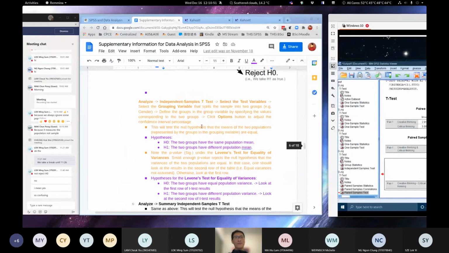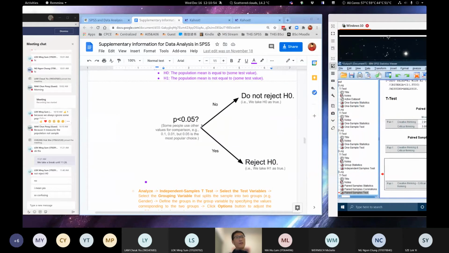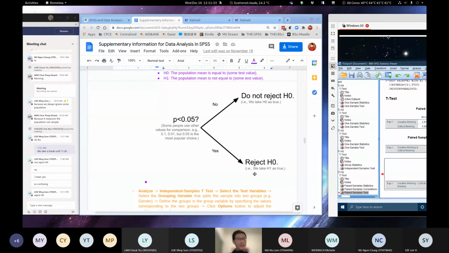Now, again, we use this diagram to draw the conclusion. Now, can you tell me which one is correct in this case? Should we take H0 or H1 in this case? When the p-value is 0.000, very small number, shall we go to the upper one or the lower one? Yeah, reject H0.